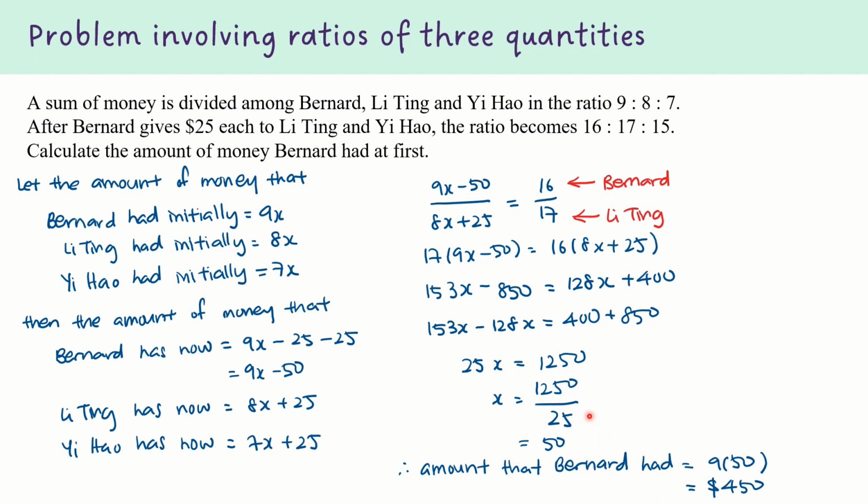My apologies that the animation didn't come out in a sequential manner. We do write x equals 50 first before writing the rest of the words.